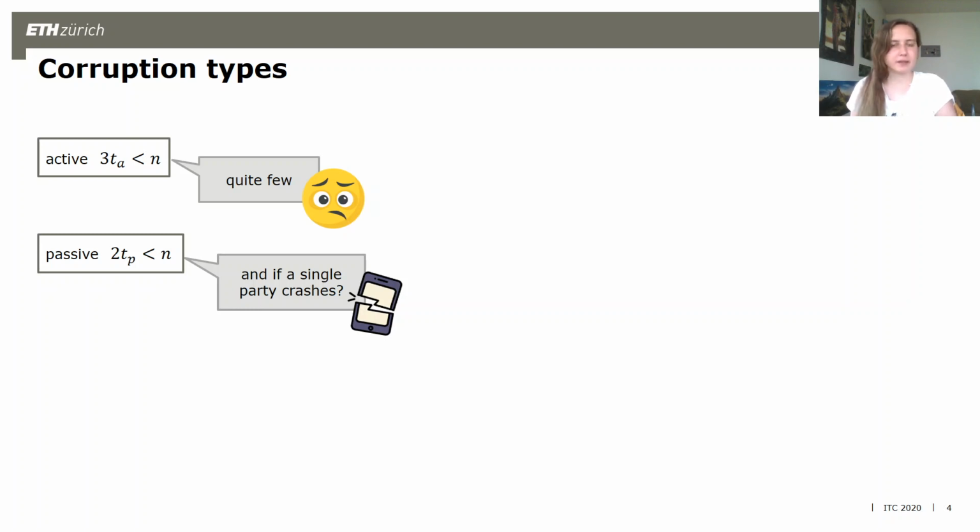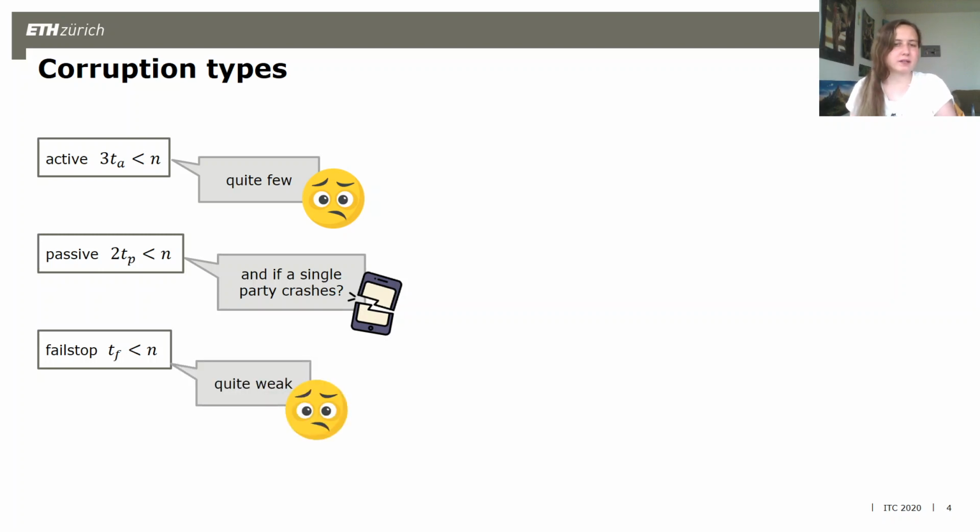It doesn't guarantee anything. And then one can also consider extremely benign adversaries who don't learn any internal states, but the adversary can crash parties. And here we can tolerate as many corruptions as you want, so less than n corruptions. But now the obvious disadvantage is that this is kind of too weak, so we can't really count on the fact that nothing leaks from the parties to the adversary.